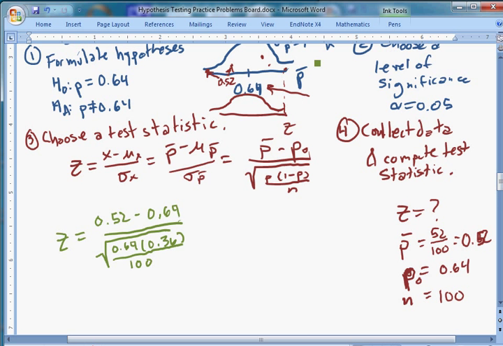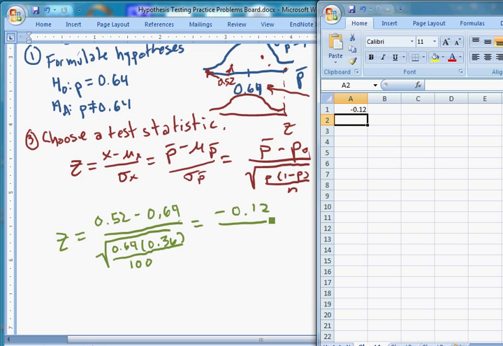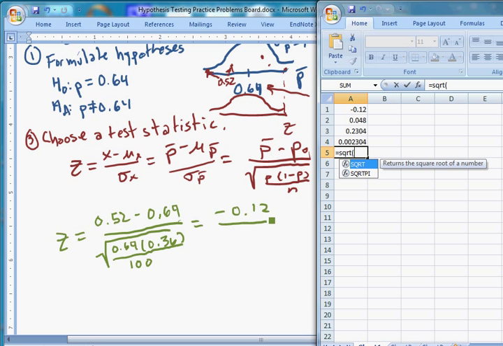Probably could have done that one by hand, but it's fine. Here we go. So we have negative 0.12 on top. And what's the thing on the bottom? Well, I can do it all in one shot. Square root of the quantity 0.64 times 0.36 divided by 100. Should be 0.048. I can do it in a different way just to double check. 0.64 times 0.36 equals this, divided by 100 equals, square root of this. And 0.048 is what I get both ways.